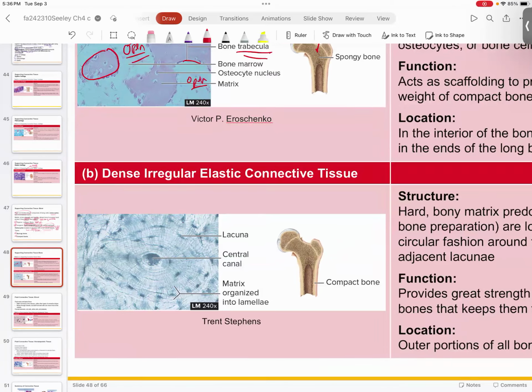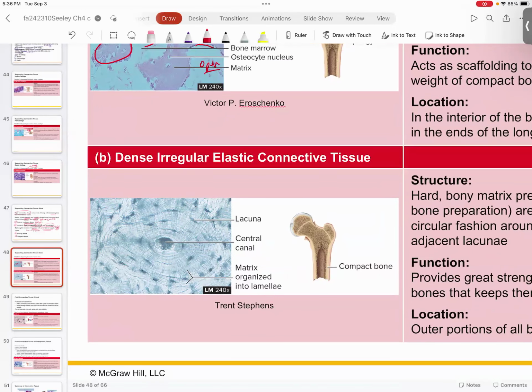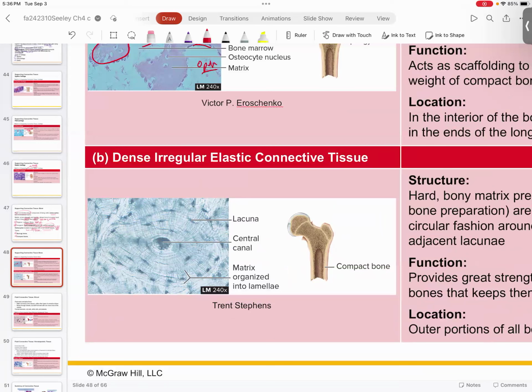Now, compact bone, notice we're looking at the same thing. This is the tip of the femur. You oftentimes see compact bone in roughly the same area. In this particular case, we're going to take a look at compact bone on the collar of the bone itself. You'll see this very dense, compact collar of bone on your femur. And so this is compact bone.